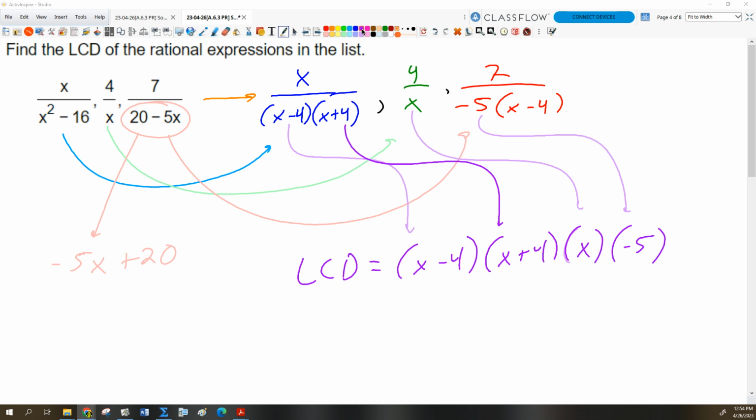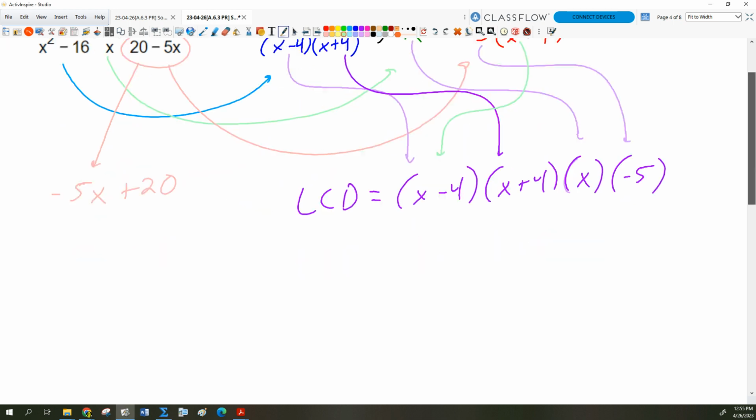What's next? Okay, but we already have that on the list, don't we? It doesn't get squared because it's not squared in either of these denominators. So we don't even need to. It's already included right there, so we don't have to add it again. It's already on our list. Okay, make sense? So then this is our least common denominator.